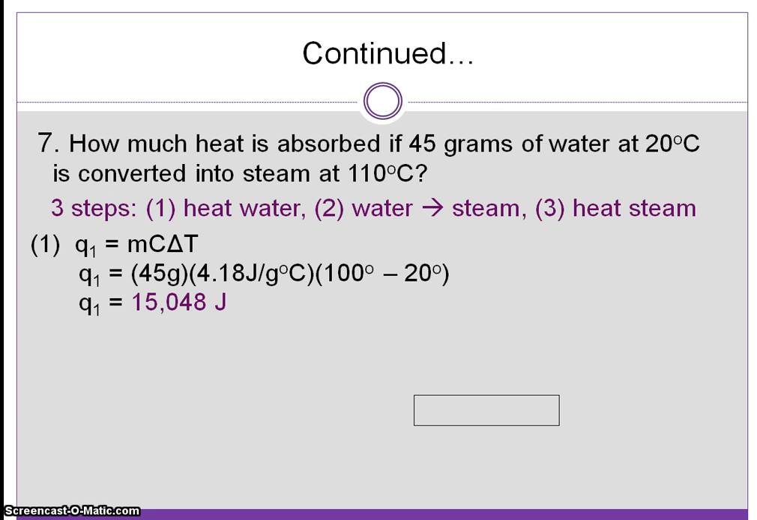So here's our first step. We have 45 grams. It's liquid water, so we're going to use 4.18. And this is the part where most people mess up. So if you're zoning out right now, this is the time to listen in.